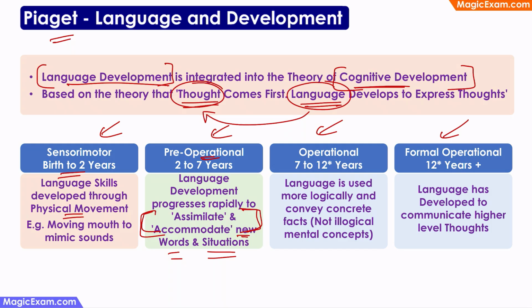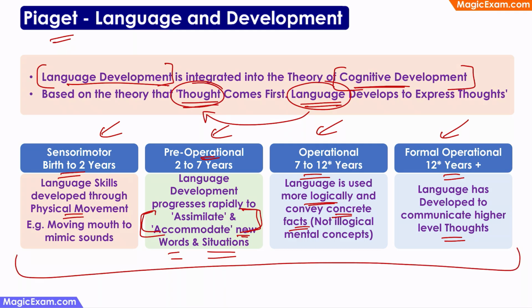Next, in the operational stage, that is from 7 to 12 years, language becomes more logical and children are able to convey more concrete information or concrete facts. So, children are becoming mature and they are able to use language much more effectively. And in the formal operational stage, that is 12 years plus, children are now almost at an adult level. So, they are able to use language at a much higher level to communicate their thoughts. Therefore, Piaget's language development theory is integrated into his cognitive development theory.